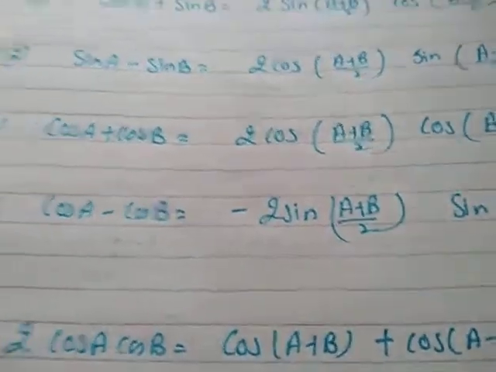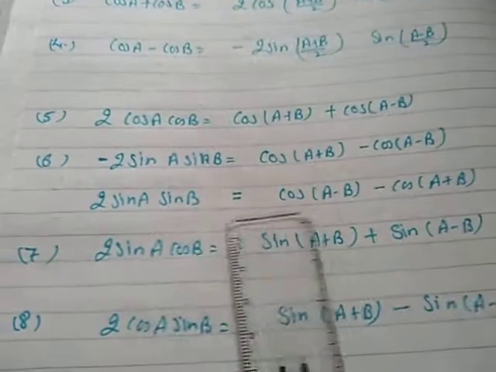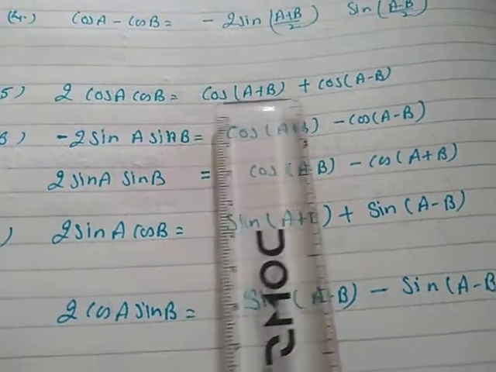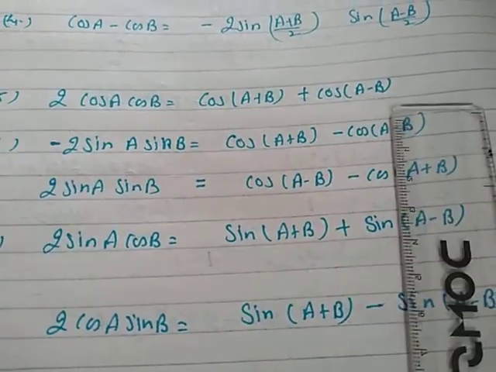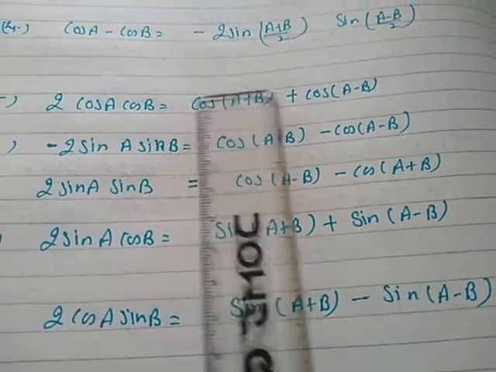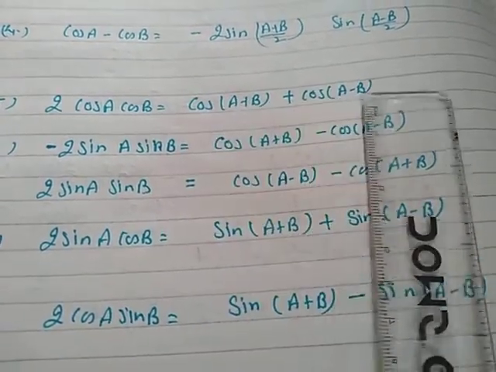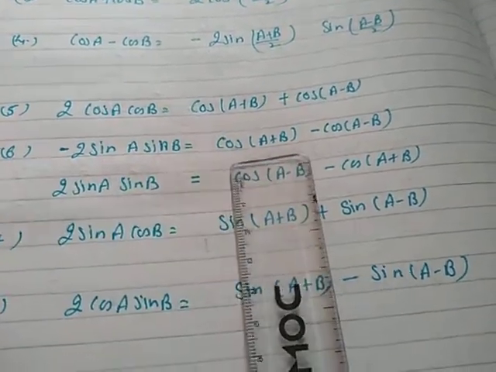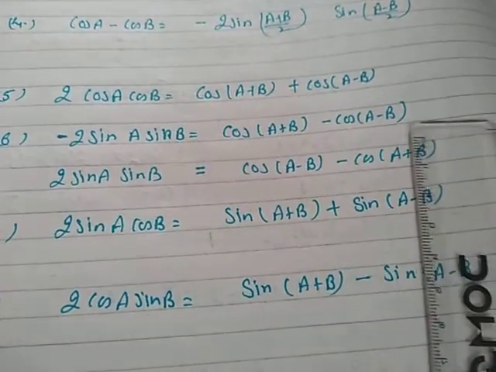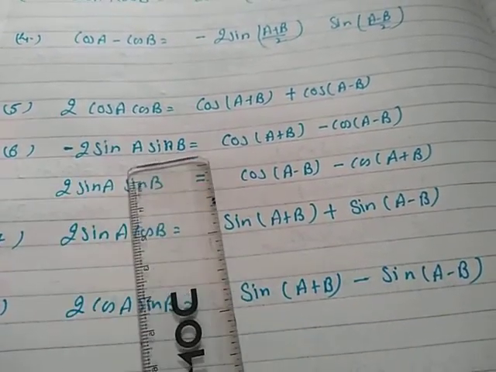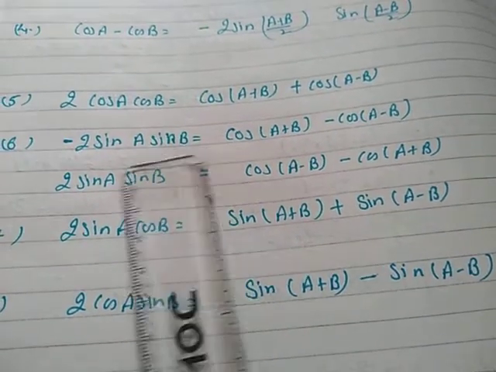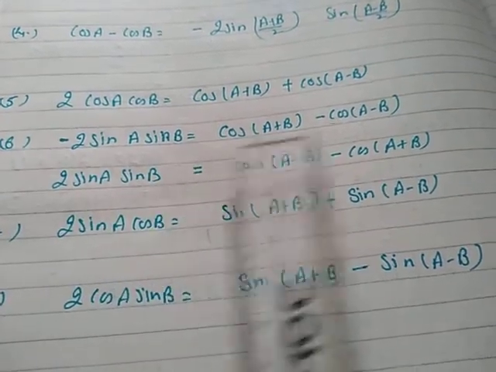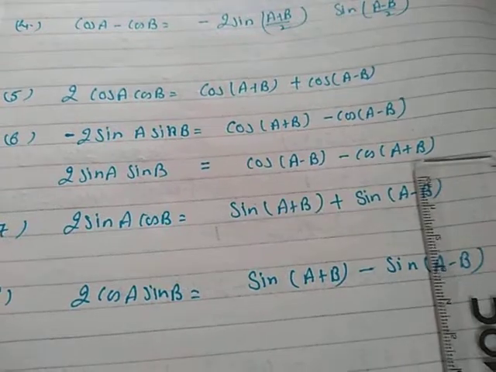And another 4 formulas are, children. These are not formulas, they are derived. Okay, 2 cos A cos B is equal to cos(A plus B) plus cos(A minus B). When you put the values of cos(A plus B) and cos(A minus B), you will get 2 cos A cos B. Similarly, cos(A plus B) minus cos(A minus B) is equal to minus 2 sin A sin B. It can also be written with the minus becoming plus here: 2 sin A sin B is equal to cos(A minus B) minus cos(A plus B).